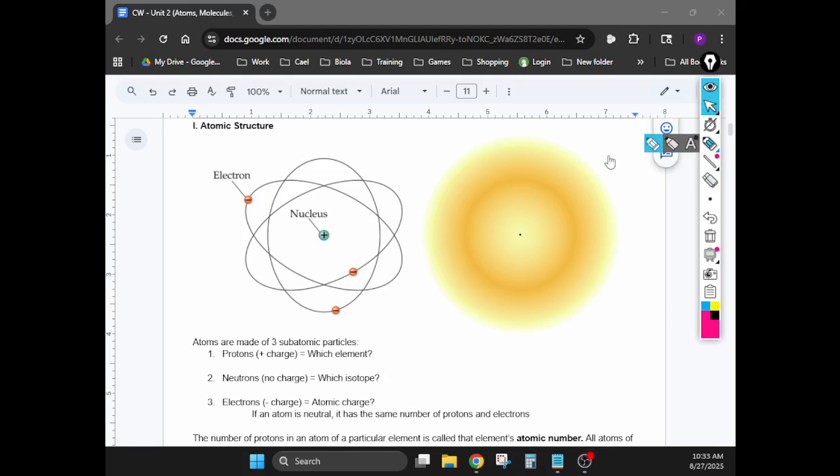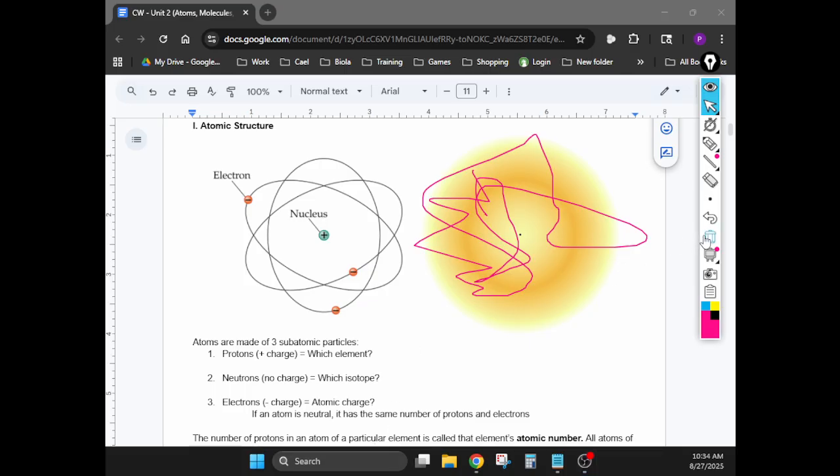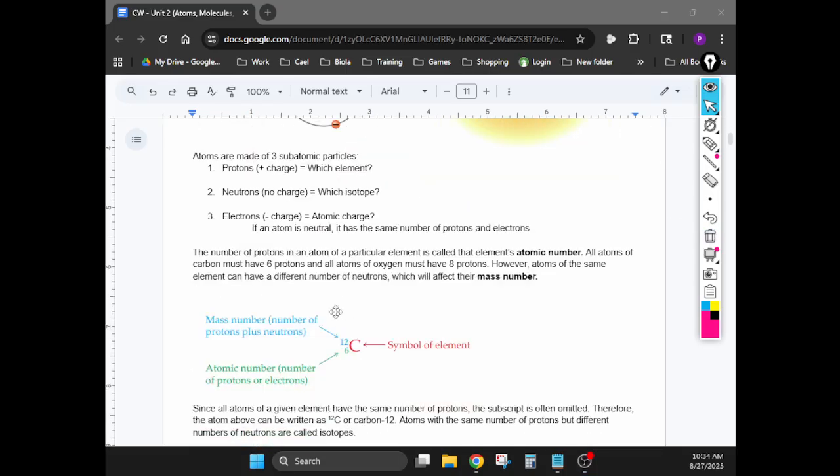All right, so this is what an atom kind of looks like. The majority of the atom is empty space. That's pretty much the big thing that you need to know. In the middle of the atom is your nucleus, which is positively charged, and then you've got your electrons flying around the nucleus. Okay, so the atom is made out of 3 subatomic particles.